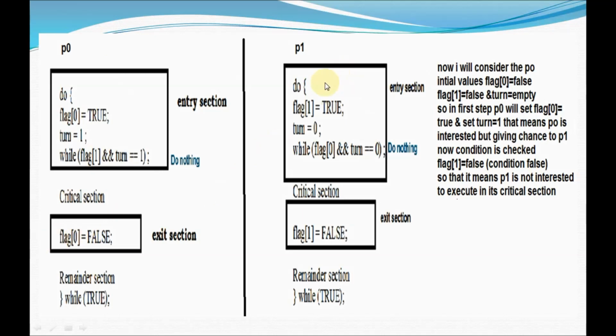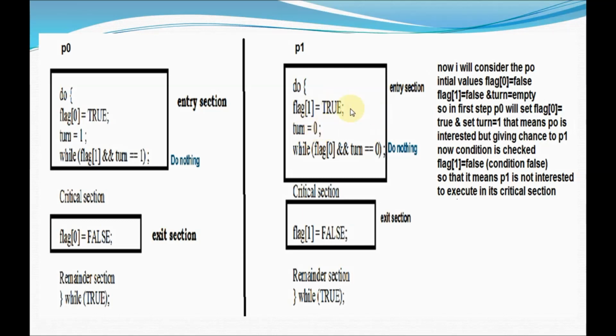For P1 the same applies. See here, flag 1 equal to true means P1 is interested to enter the critical section, but turn equal to 0 means it is asking P0 whether it is interested or not, right?